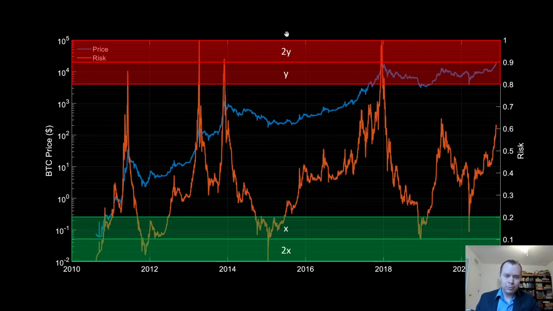And the point is to recognize we don't know where the bottoms are. We don't know where the tops are, but we can at least try the best we can to enter and exit the market based on where the risk levels are and what that means historically. Now, the risk level is based on price, time, and volatility.